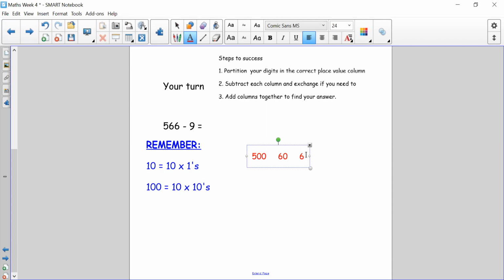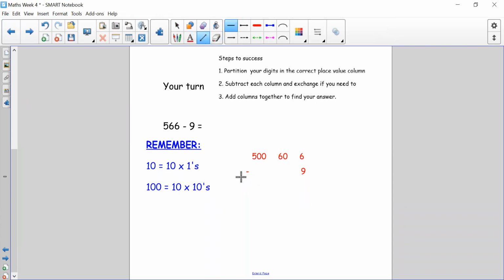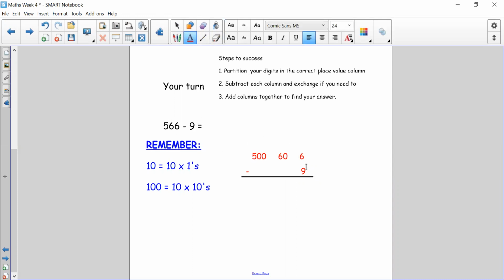We're going to take away 9 ones. So we're going to subtract, take away, and we're going to take away 9. Okay, because 9 is our ones digit, we don't need to partition it, it just goes in the ones column. Draw our line to tell us that we are done with our partitioning.